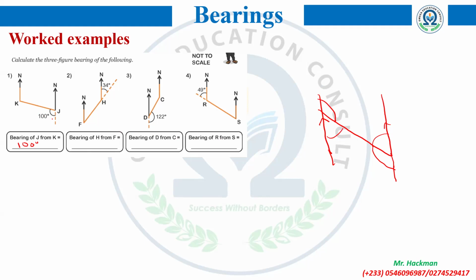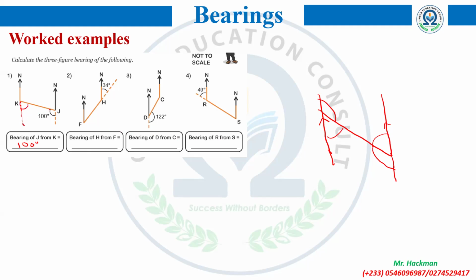So here, if you look at the diagram, you are told that the size of this angle here is 100. That is from here to here. So that will give you 100. Somebody equally can come and extend this, but only that you will do more work.